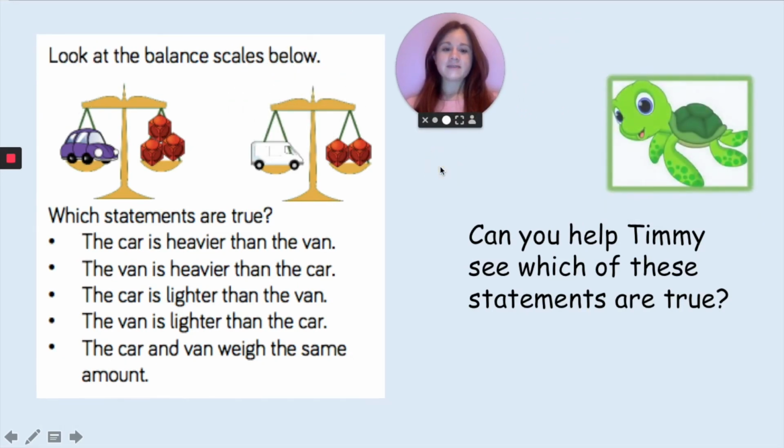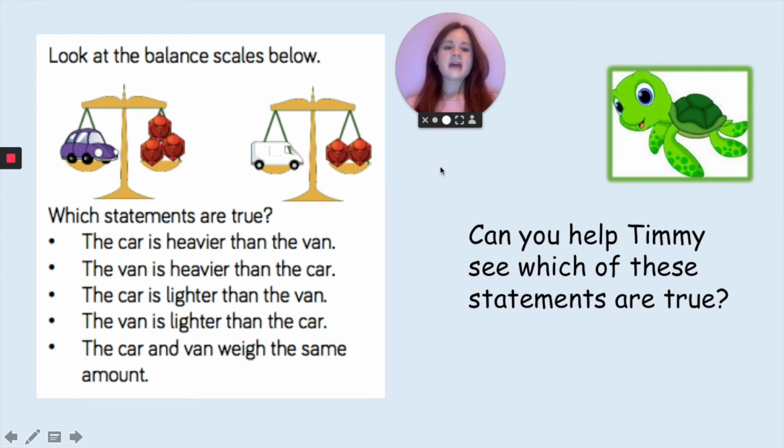Here we have an activity to help Timmy. Can you help Timmy see which of these statements are true? Look at the balance scales below. Which statement is true? It says the car is heavier than the van, the car is lighter than the van, or the car and the van weigh the same amount. So can you help Timmy to see which of these are true?